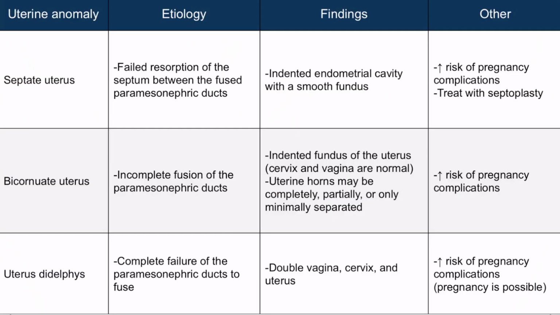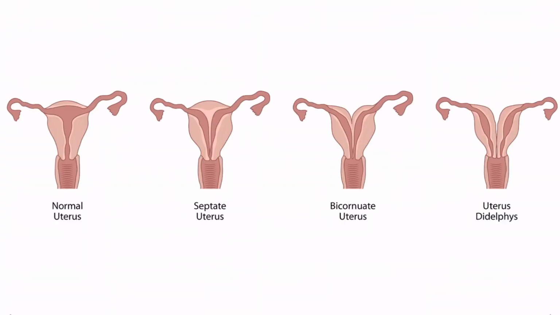The next uterine anomaly is a bicornuate uterus. This is due to incomplete fusion of the paramesonephric ducts. This results in an indented fundus with a normal cervix and vagina. Also, the uterine horns may be completely, partially, or only minimally separated. Finally, just like with the other uterine anomalies, there is an increased risk of pregnancy complications. From this image, we can see that a bicornuate uterus is similar to a septate uterus, but notice that the fundus is also indented, which you can see right here.